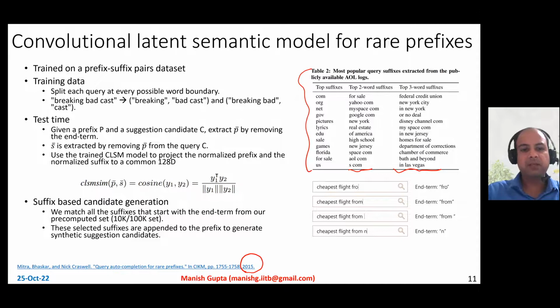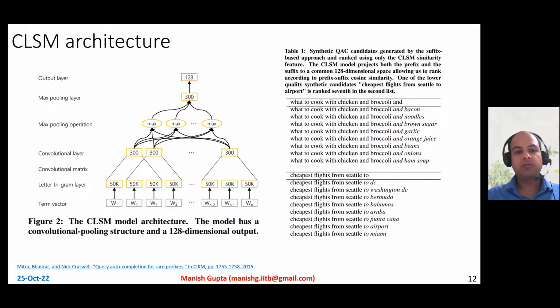Specifically in this paper, they mined the top 10K or top 100K suffixes based on their frequency, of course. The idea is that based on these prefix and suffix pairs, which you have mined by splitting the queries in the query log, you train a convolutional model, which checks for the compatibility between the prefix and the suffix. So let me talk about the model first.